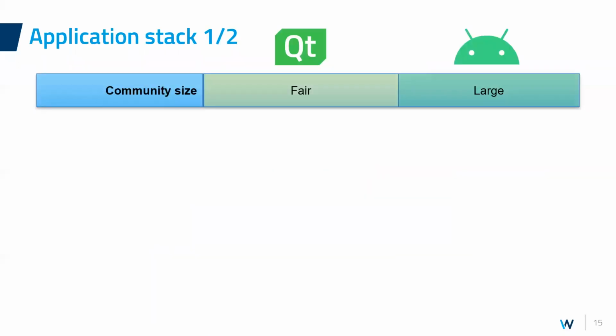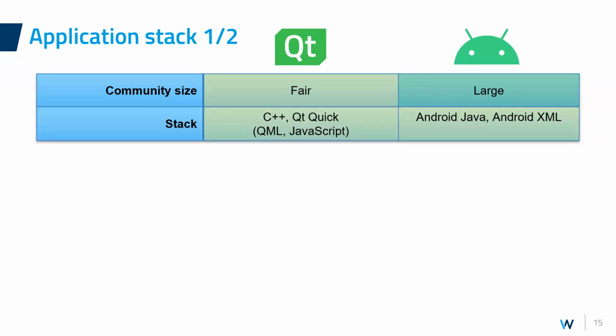So let's start with the comparison. If we look at the community side, again, community size, Qt has a fairly large community. It tends to be a bit larger for Android just because it is more accessible. But it's really not a big difference. Looking at the stack itself, it's pretty similar. You have on one end C++ and Qt Quick, on the other side, Android Java and Android XML. So you have that same kind of separation of the graphical user interface and the logic that you have behind it.